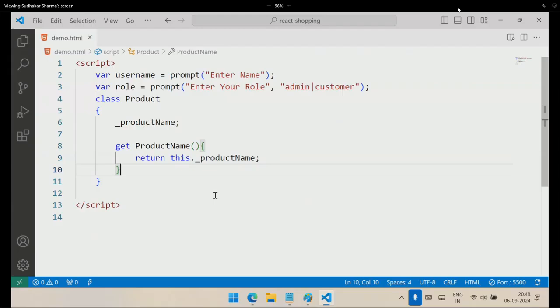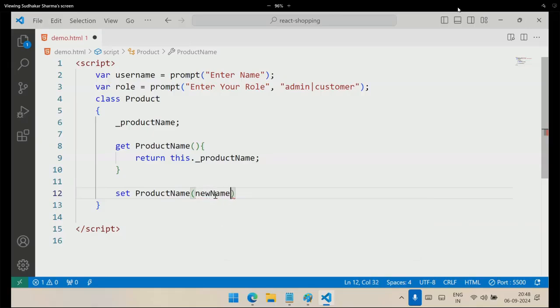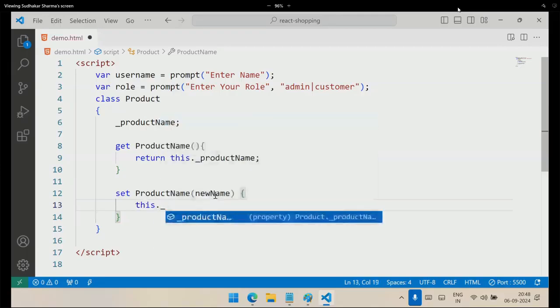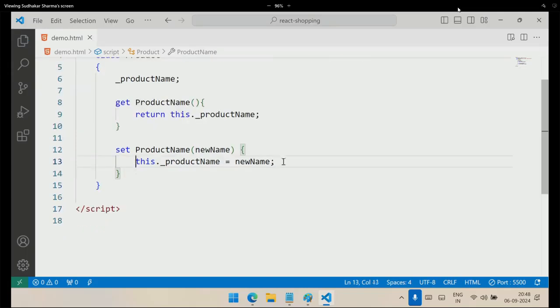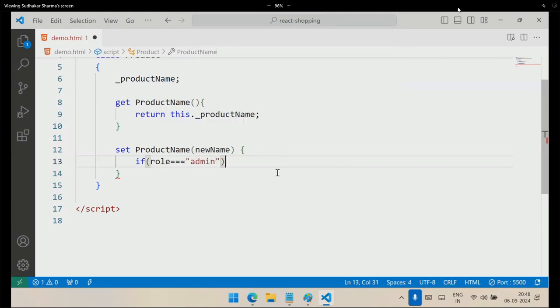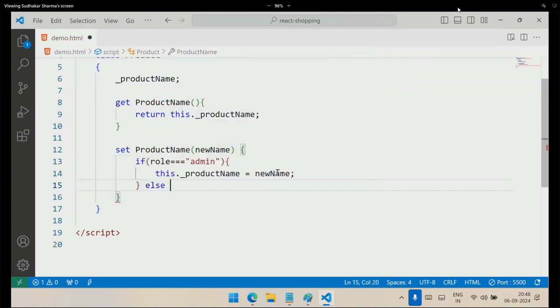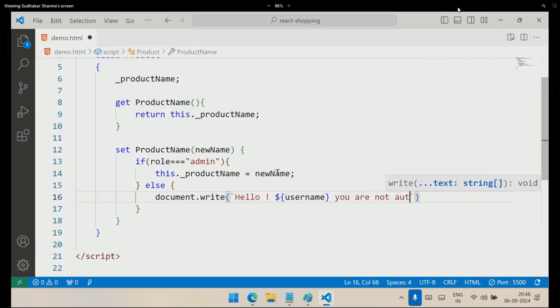What is the setter? The setter also uses an alias name. It will take a new name, and what it is going to do is set that name into this dot underscore product name is equal to new name. But here we have a restriction. The restriction is that not everybody should be able to set. If role is equal to admin, then only this is possible. If not, then we will put a message, document.write, hello username, you are not authorized to set product name. This is the message we are giving.